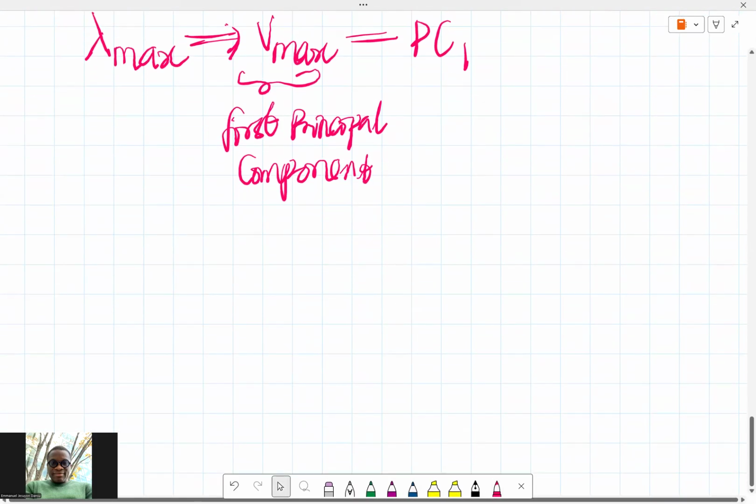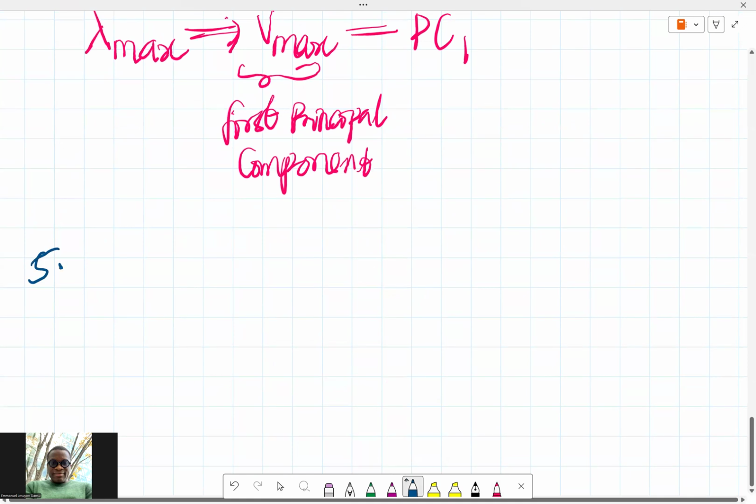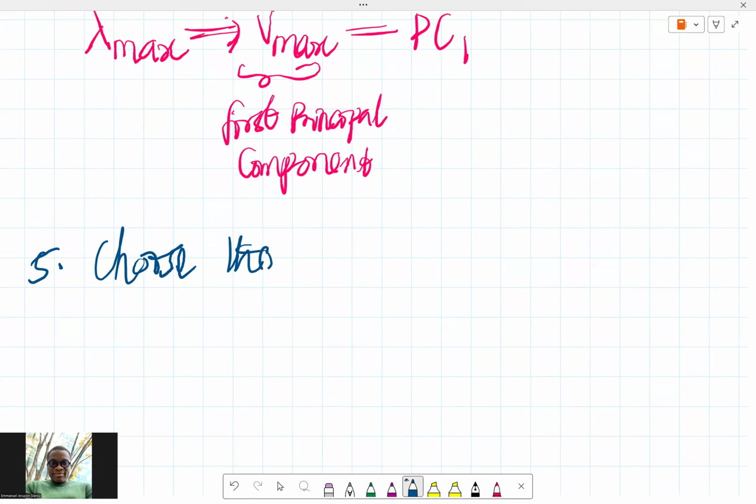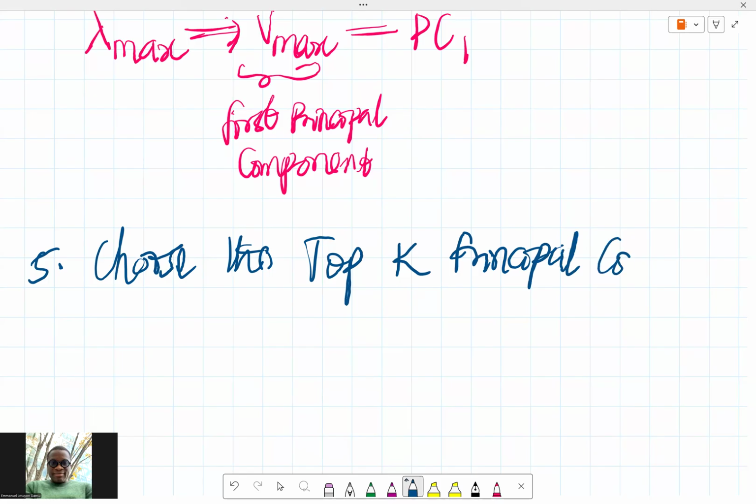And then we go to the fifth step. Here what we are doing is choosing the top k principal components. That will be determined by the number of principal components you need. Here you select the number of principal components k that you want to retain. This is often determined by looking at the cumulative variance explained by the components. So if, out of the 10 features, you need maybe just 5.